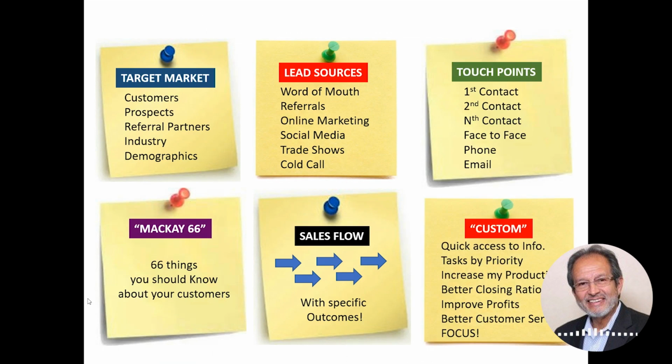There were also some specific things that I needed. I wanted quick access to the information. I wanted to be able to prioritize. I wanted to improve my profits and have a better closing ratio and so on. I wrote all this down. When I did this, I didn't go as systematically as I'm showing you here right now, but I took my notepad and made notes, and then I organized the data in a fashion like this.